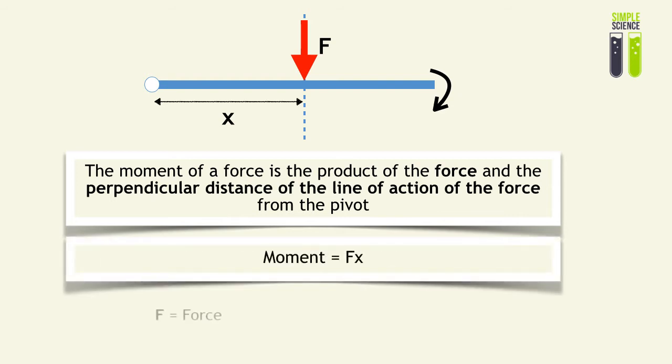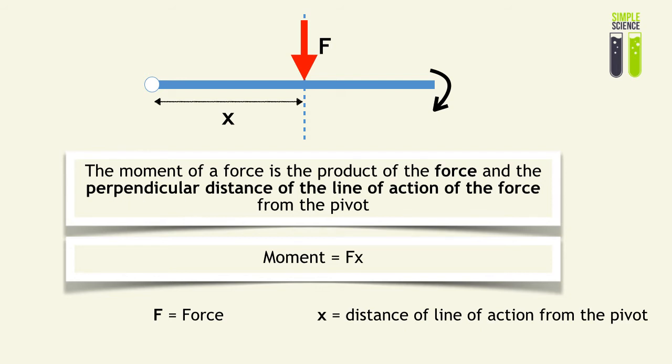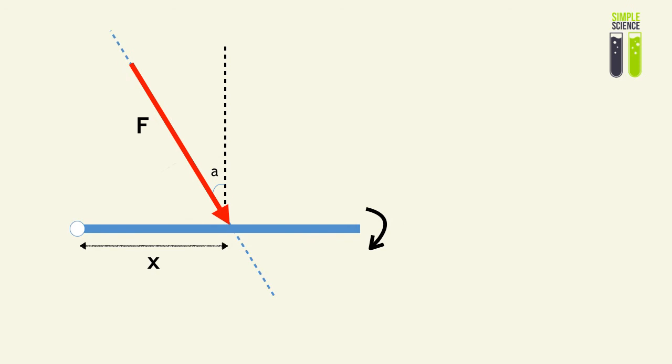And in my diagram, I will indicate F as the force and x as the perpendicular distance of the line of action from the pivot. You see the line of action, I indicate it with a dotted blue line, and the perpendicular distance is that right-angle distance from that dotted blue line to the pivot. And that is x basically. The concept of the perpendicular distance of the line of action from the pivot is very important, especially when you're looking at forces that are acting at an angle onto a beam.